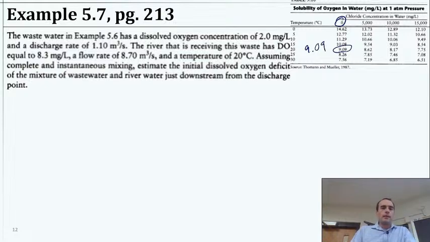Okay, assuming complete and instantaneous mixing, estimate the initial dissolved oxygen deficit. So we are told to estimate this. It's a deficit, and it's the initial one, so that should be D naught, right? So estimate that of the mixture of wastewater and river water just downstream of the discharge point. All right, so go ahead and solve for that. Don't forget to draw your system so you understand what's happening, and I'll join you in a moment.